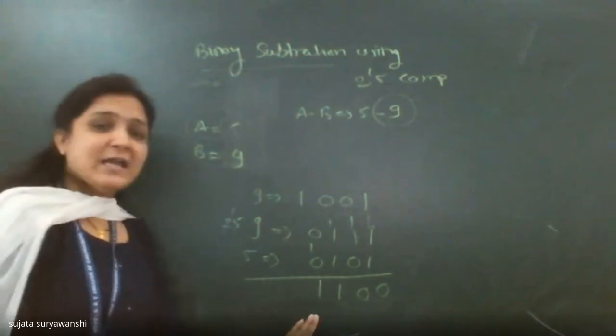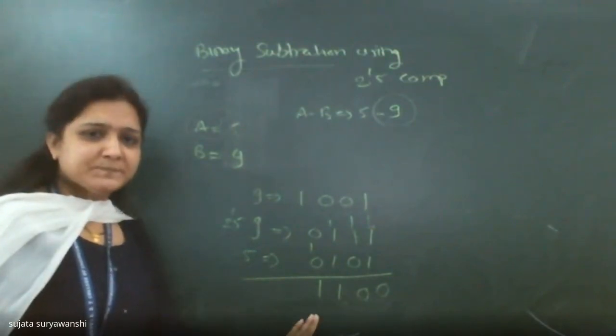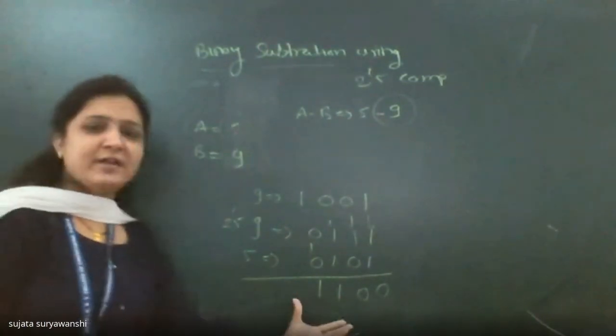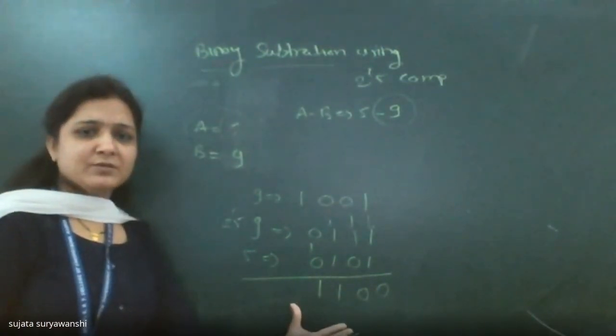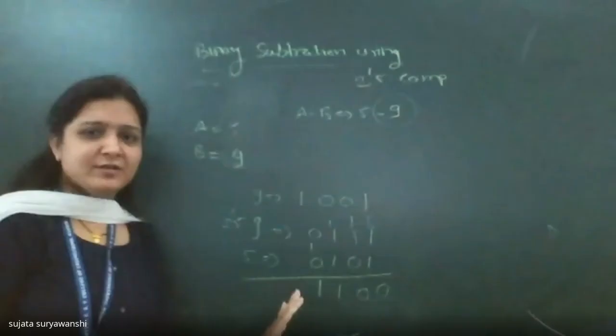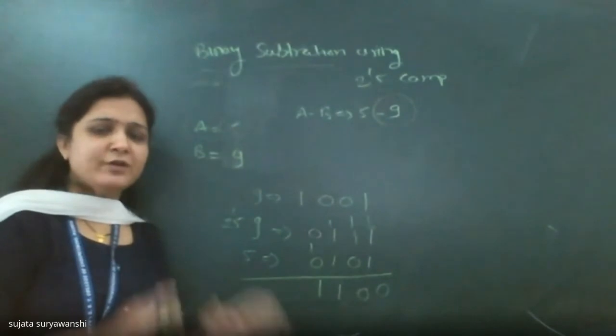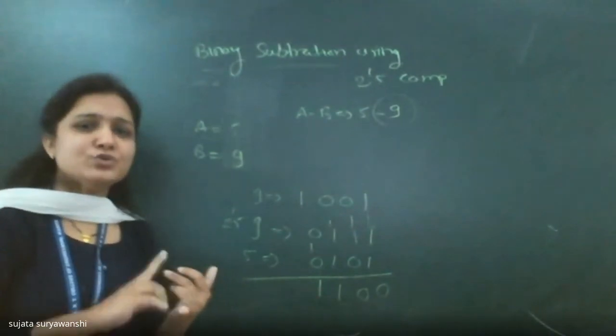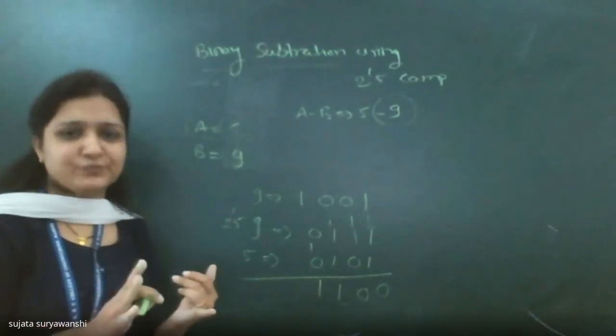See whether carry is generated or not here. Carry means the 5th bit of your result. Whether it is generated here? No, ma'am, carry is not generated. Carry is not generated means your result is negative, and it is in 2's complement form. It is not in true form.